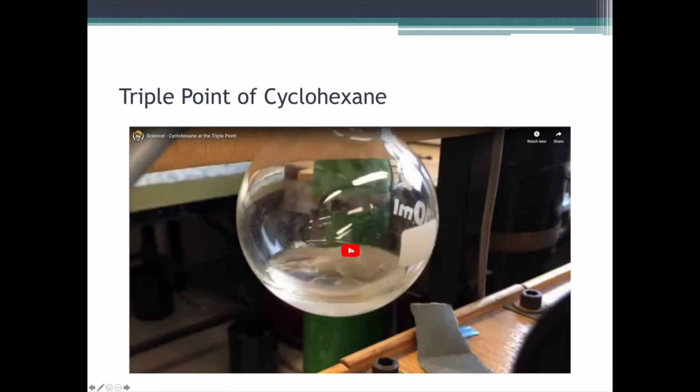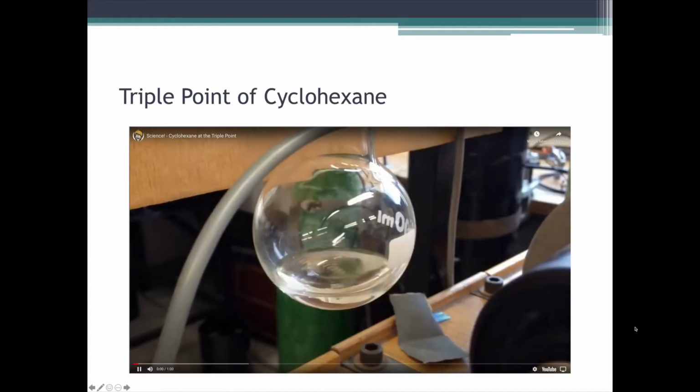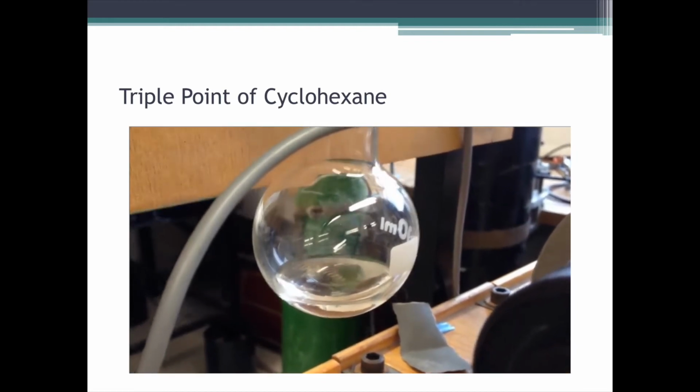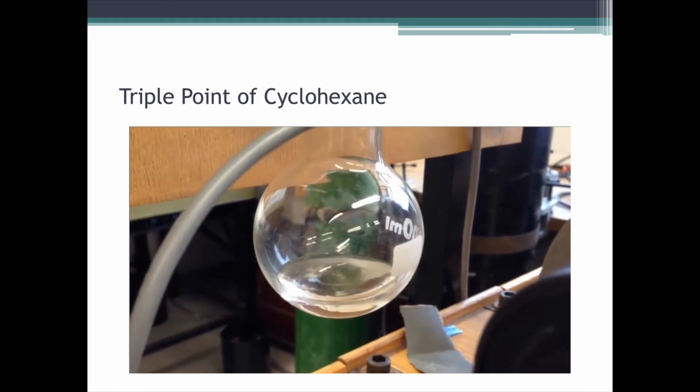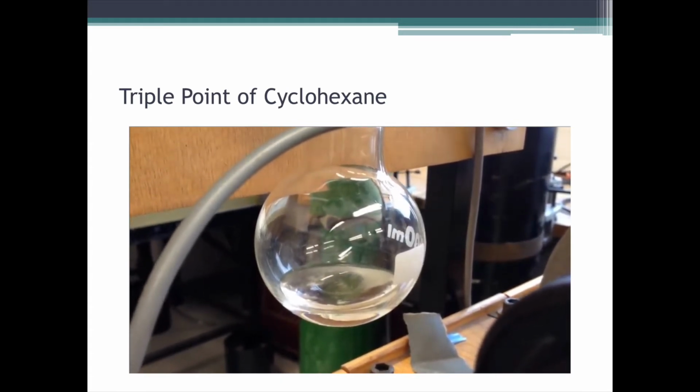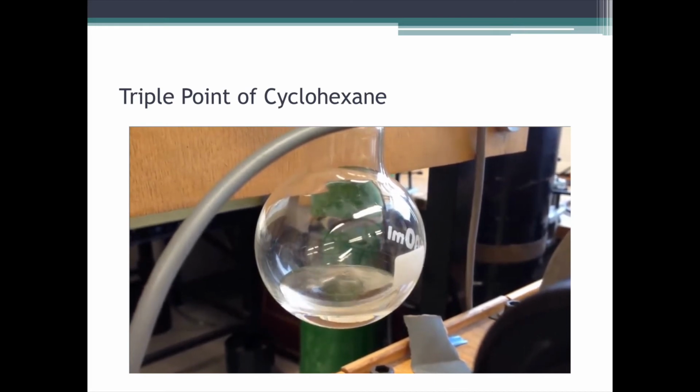Now that might be hard for you to wrap your head around, so I'm going to go ahead and play a video here of a triple point of cyclohexane being established. So right now it's in a vacuum. It's very hard to get to the triple point because you have to make sure it's at exactly the right pressure and temperature. So cyclohexane is the easiest one for us to achieve in lab.